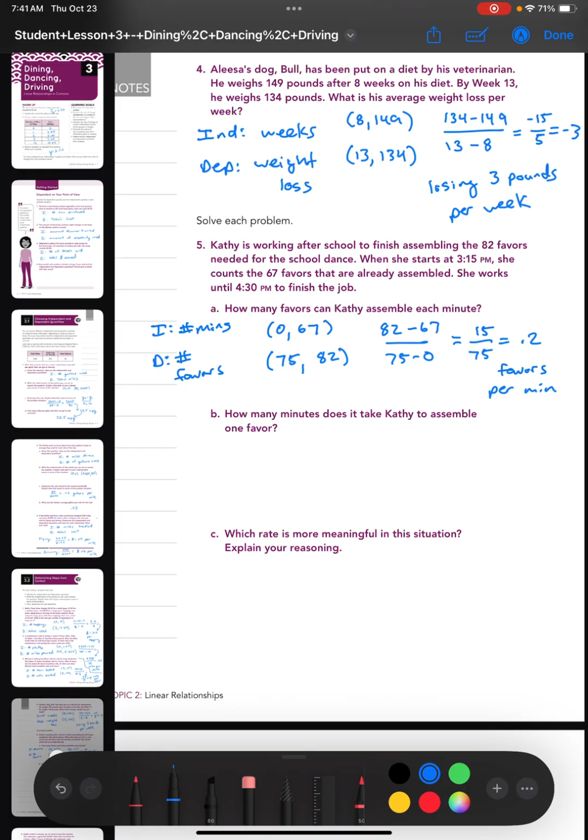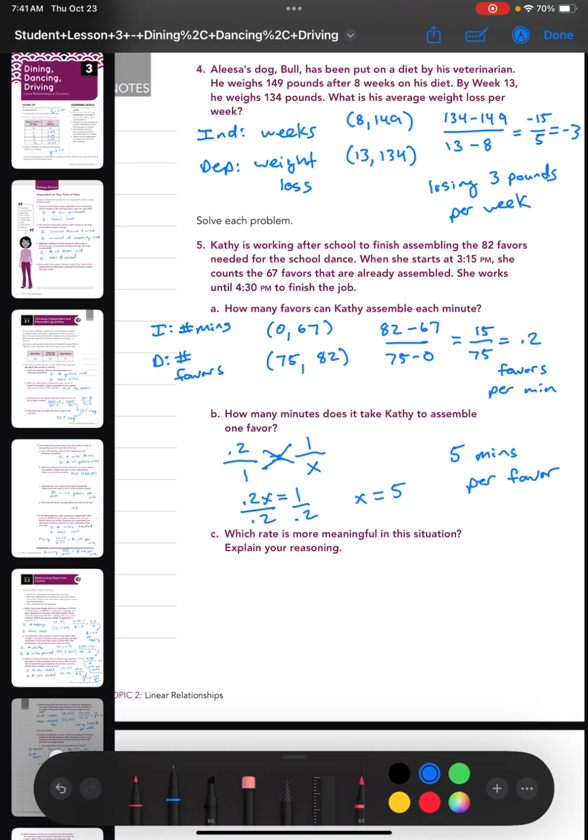Well, if we think of the ratio here, we know she's making 0.2 favors in 1 minute. So how long does it take to make one favor in x number of minutes? And if we cross multiply, we're going to get 0.2x equals 1, and then divide by 0.2, and we're going to find that x equals 5. So it takes her 5 minutes per favor.